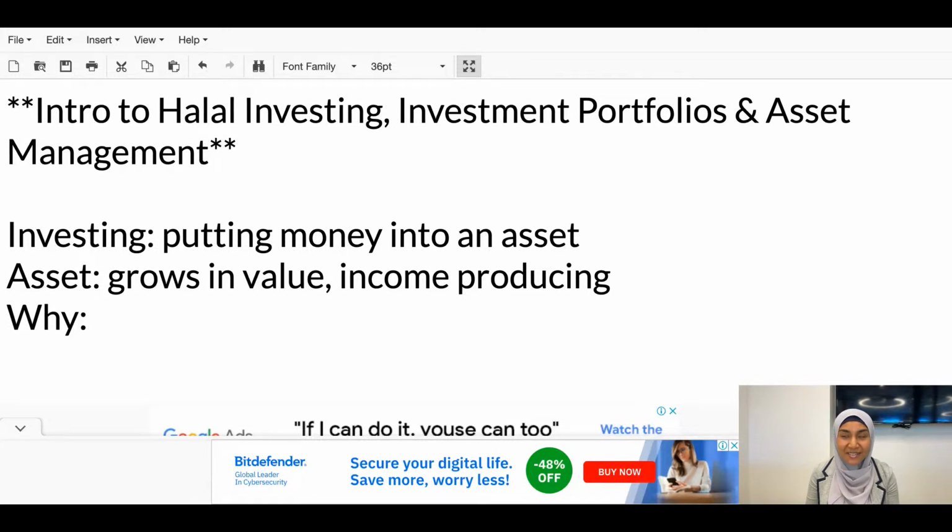Why invest? Ultimately, the biggest reason that I have learned from all my different learnings over the past number of decades is inflation. Which then brings us to the next concept: what is inflation?